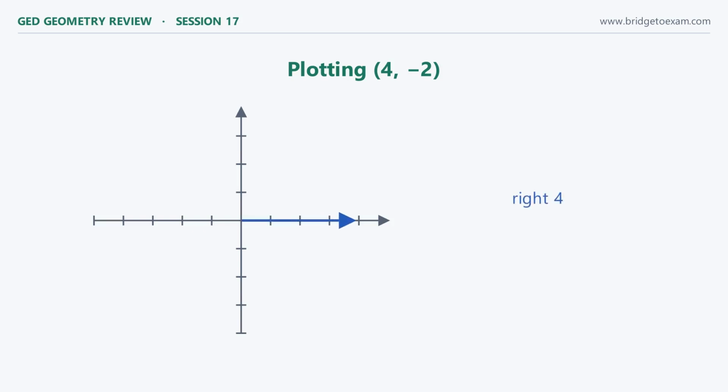Let's read a point. To plot 4, -2, start at the origin, go right 4 along the x-axis, then down 2 along the y-axis. That lands you in the fourth quadrant.